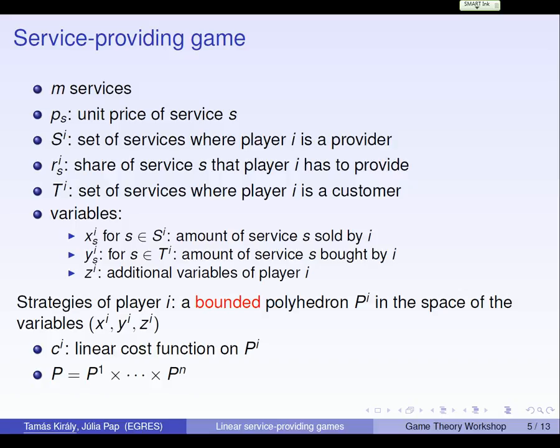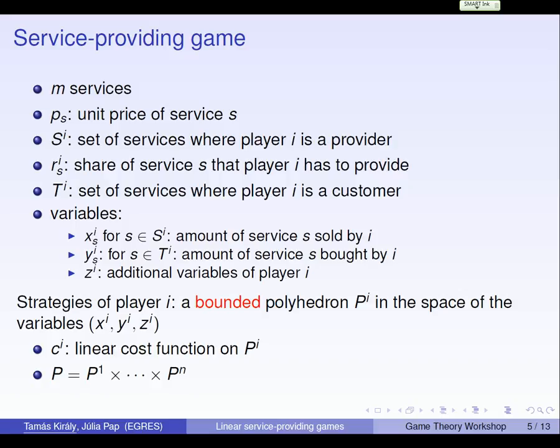So far there is, yeah? What is R_IS? It's the ratio that, if you are a service provider of service S, then you have to satisfy this ratio of that service. So if the customers buy some amount of that service, then you have to provide R_IS times that amount. Okay, I will formalize it in the next slide.